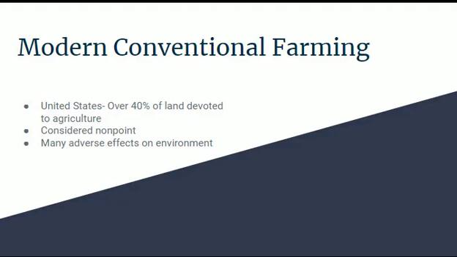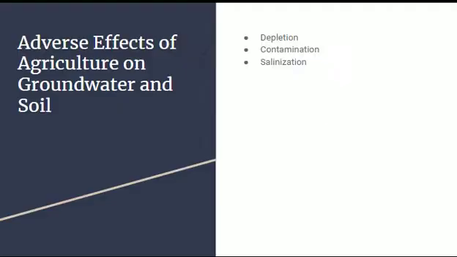The U.S. is one of the top 3 farming nations in the world, with over 40% of the land being devoted to agriculture. And of these millions of acres, most of them are devoted to one of 4 crops that are actually used to feed animals, which are corn, soy, wheat, and hay. From a regulatory standpoint, these farms have many adverse environmental effects, but are really hard to measure because they're considered non-point sources of pollution. As I mentioned earlier, the 3 main problems caused by farming are groundwater depletion, contamination, and salinization, and we'll talk about each of these at least briefly.